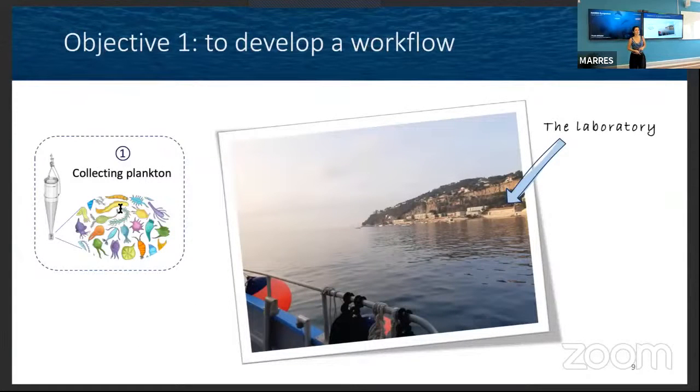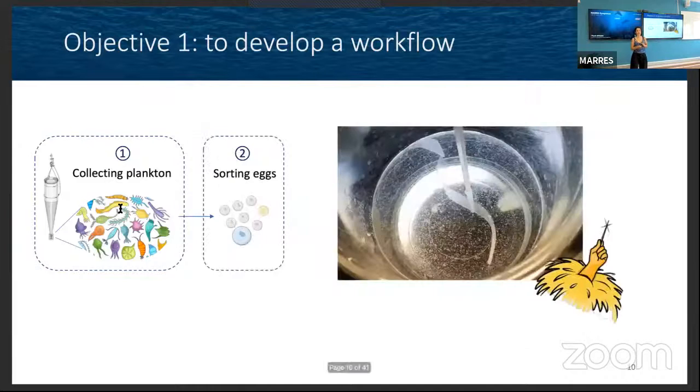So the first step is to design the workflow and first to collect plankton. So we have done it in the Bay of Villefranche here. Then we have to sort the eggs. And here it's a beautiful sample, but finding the eggs in this soup, you see, it's already finding a needle in a haystack.